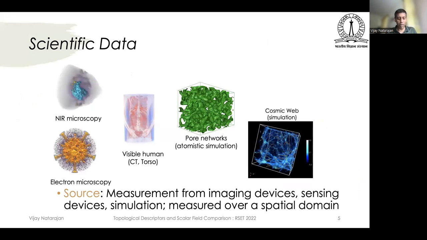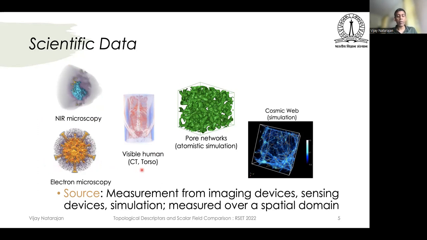So I want to start by talking about data. Data comes in different shapes and forms. For the purpose of this talk, we are interested in data that comes from imaging devices. For example, data that comes from near-infrared microscopy that helps us understand tumors, for example, in the breast, or data from electron microscopy that helps us understand the structure of this human adenovirus.